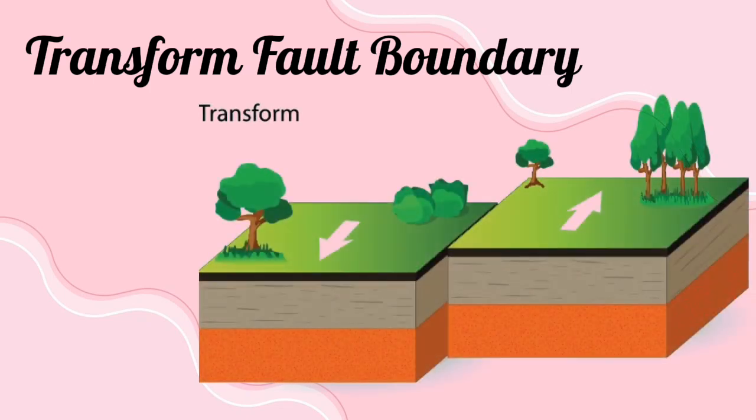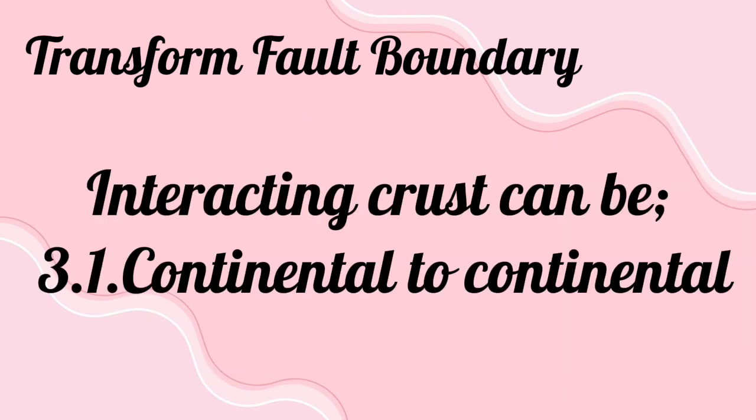And lastly, transform fault plate boundaries are boundaries at which plates move past one another horizontally in opposite directions, or in the same directions but at different rates. Most transform fault plate boundaries are found in the ocean basins. Only a few are found in the continents. Remember, interacting crust can be continental to continental.